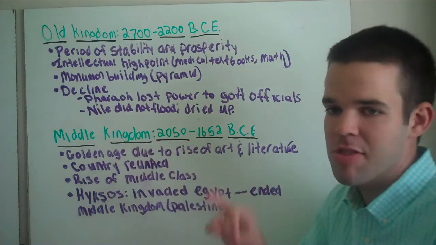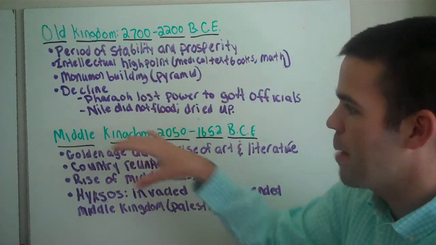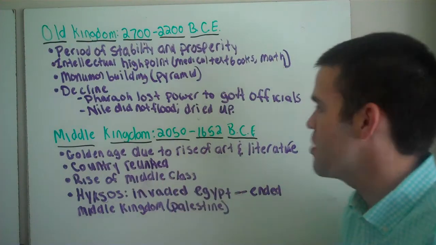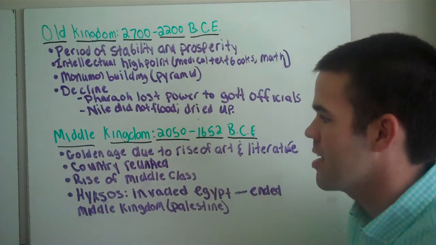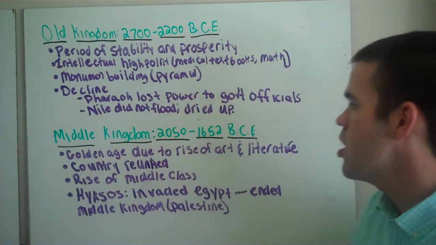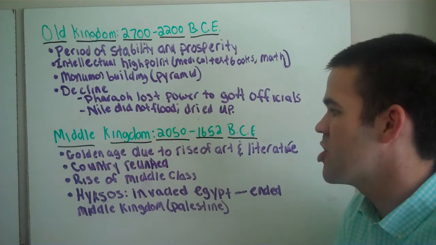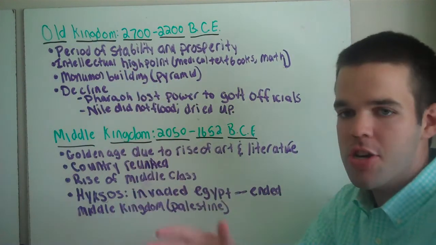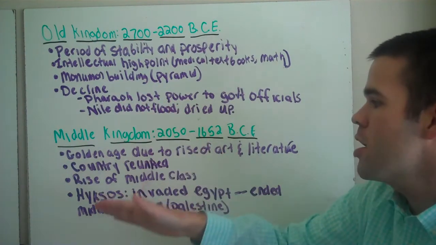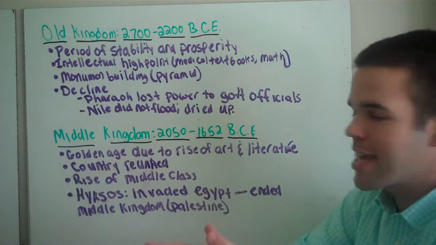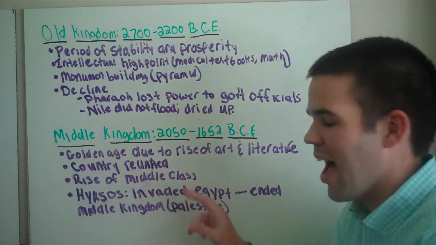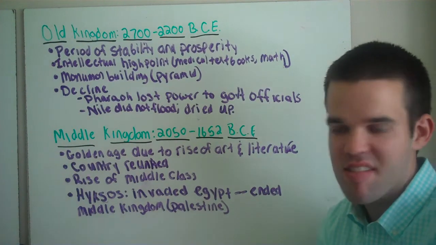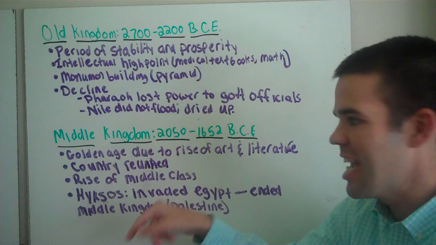So we're going to move on to the third of the 4 main periods in Egyptian history. The Middle Kingdom. The Middle Kingdom existed from 2050 BCE to 1652 BCE. This was known as the Golden Age in Egypt due to a rise of art and literature. During the Intermediate Period, the country was spread back apart. During the Middle Kingdom, the country was reunited again. It was also a rise in the middle class. The merchants, the artisans, the business people, this is the middle class in Egypt.